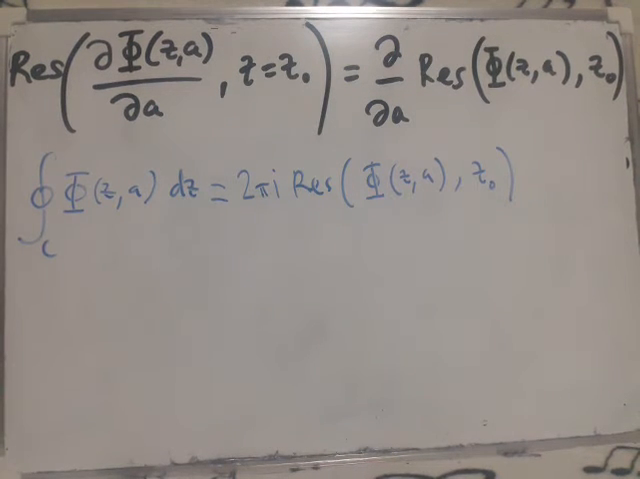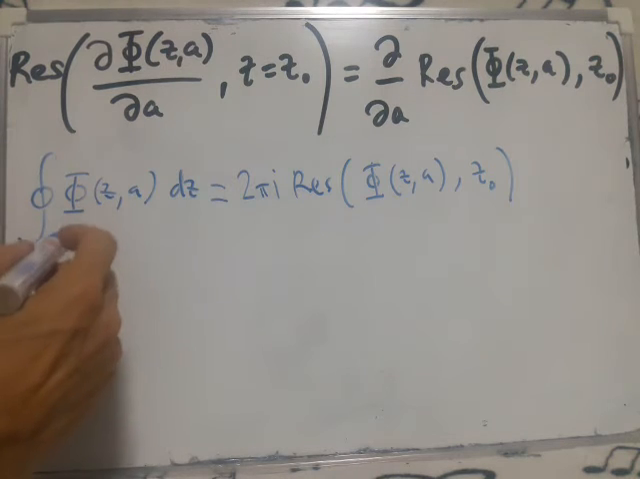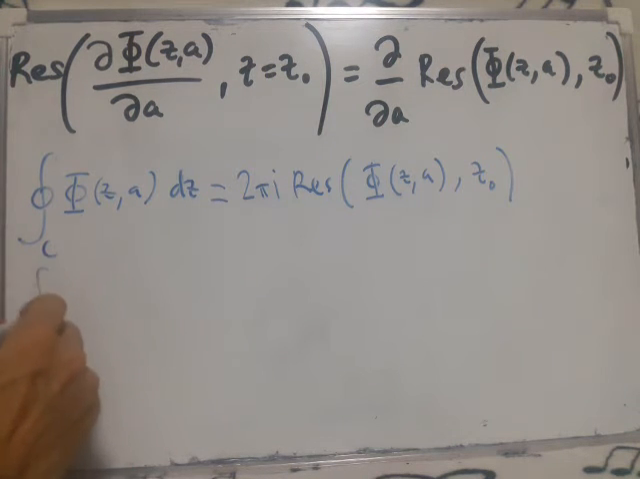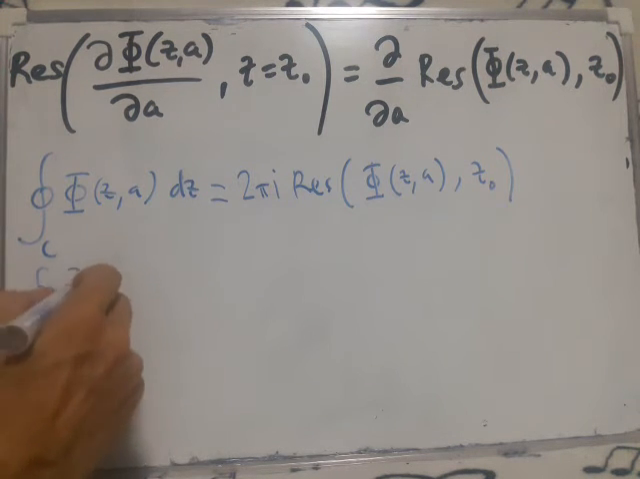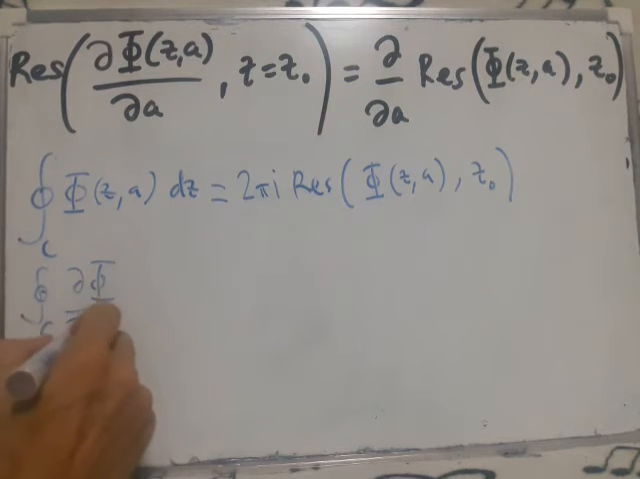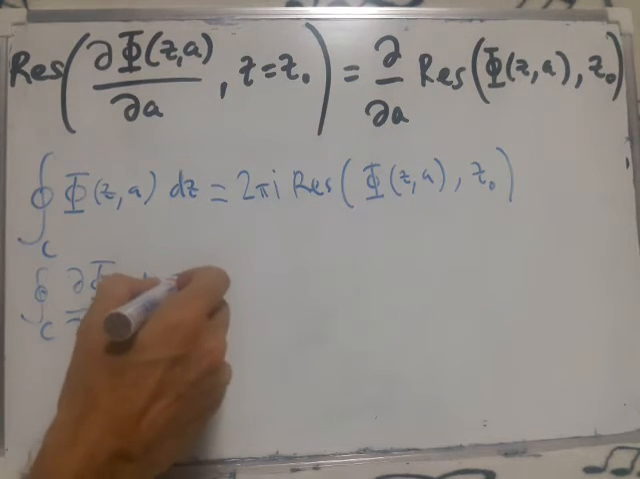Then what we do is we differentiate both sides with respect to a. We're allowed to differentiate through the integral, so we end up with this.